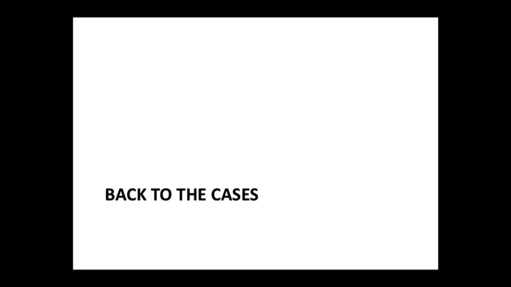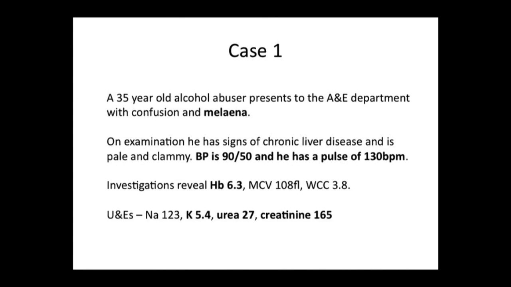Okay, so let's now go all the way back to the cases and see if it makes more sense now. So this one is our 35-year-old alcohol abuser who's passing blood in his stool. Okay, he's got chronic liver disease, and his blood pressure is low, and he's tachycardic. Okay, so what are we thinking here? Is it pre-renal, renal, or post-renal?